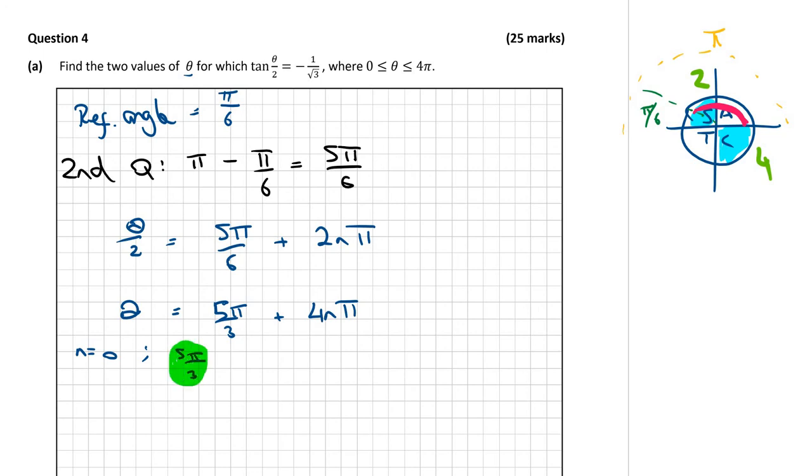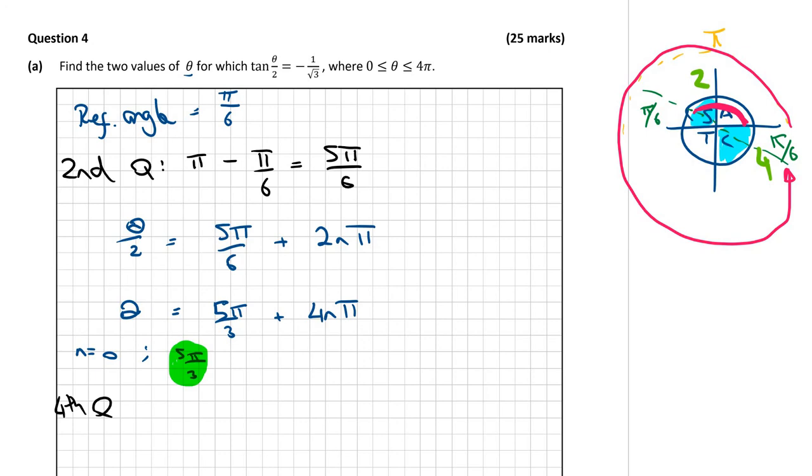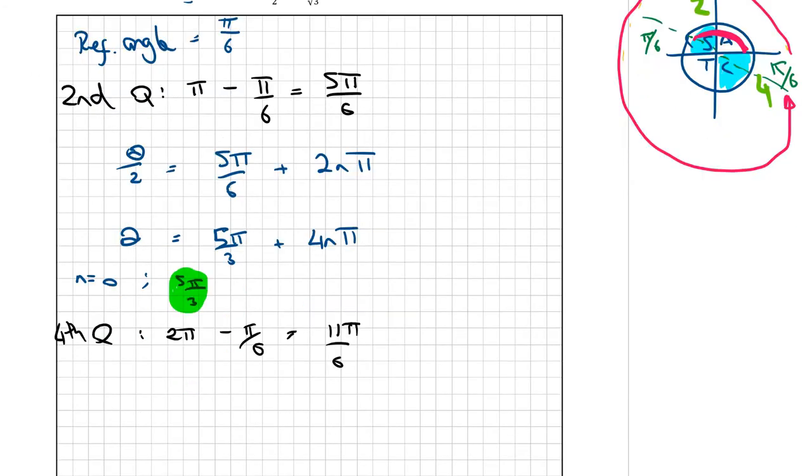Next, we look at the fourth quadrant, and for our fourth quadrant here, if that's pi over 6, the actual angle will be all the way from the positive sense of the x-axis. So it's going to be 2 pi minus pi over 6, which is 11 pi over 6. So the answer then will be theta over 2, just like we did in the second quadrant. We follow the same thing.